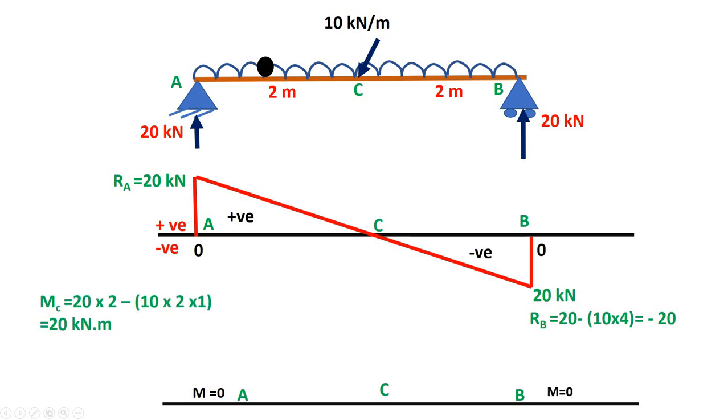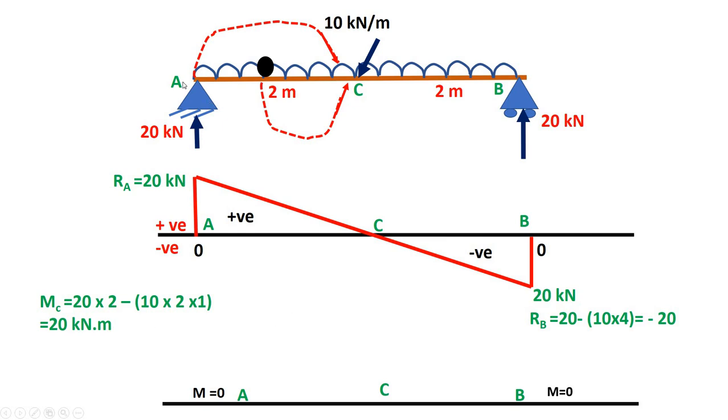So moment at C, that is 20 into 2 clockwise minus 10 into 2 into 1, that is anti-clockwise moment. 20 into 2 clockwise and 10 into 2 into 1 anti-clockwise, right? So the moment is 20 kilonewton into meter. So finally the moment is 20 kilonewton into meter.